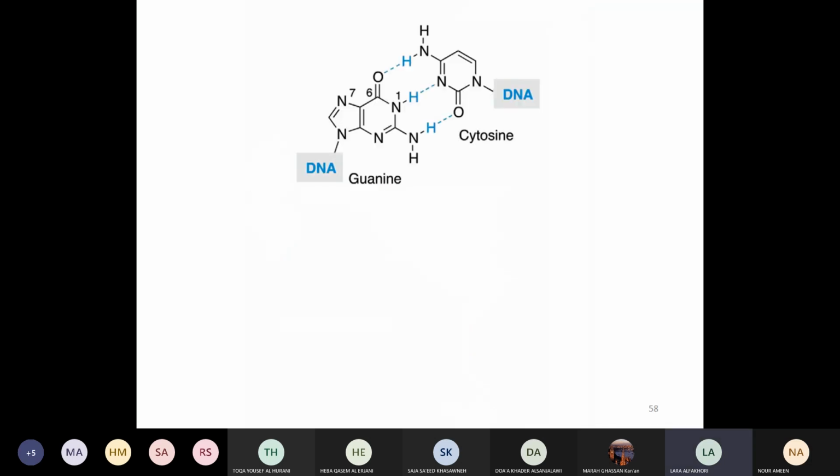Now the consequences, besides inhibiting the replication or the transcription due to inhibition of unwinding of DNA, is that I have mispairing. Okay, let me give you an example, let's take an example that clarifies what we mean by alkylation can cause mispairing.